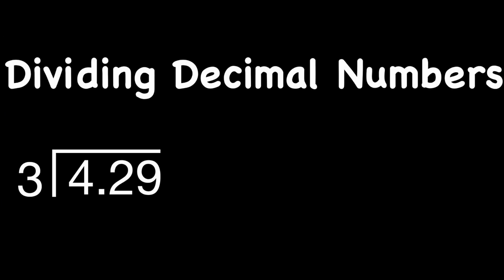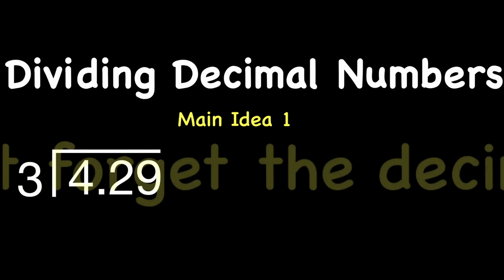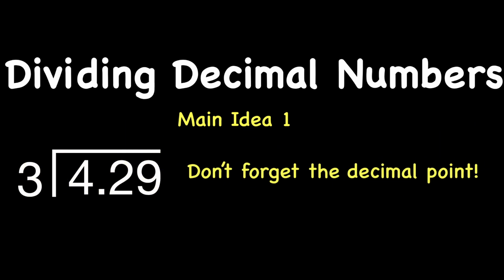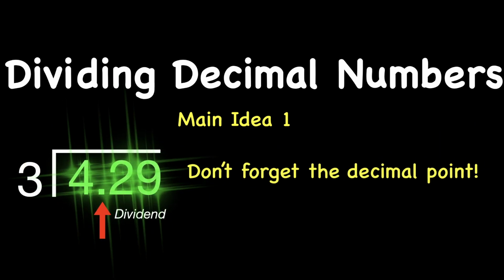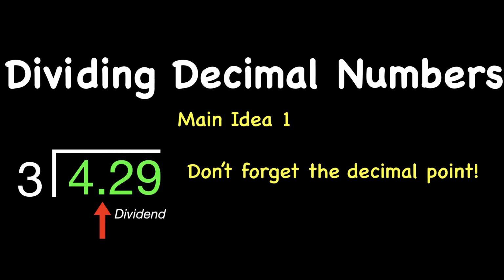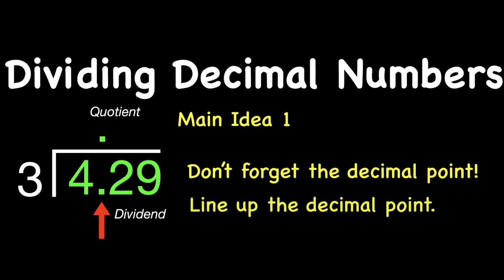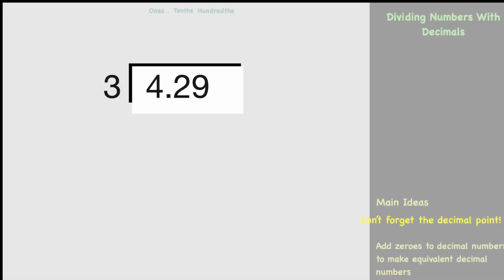Okay, so our first problem is 4 and 29 hundredths divided by 3. And this one, we want to focus on our first main idea of just don't forget the decimal point. When you have a dividend that has a decimal point, just make sure that your quotient, or in other words, your answer, also has a decimal point and that decimal point is lined up.